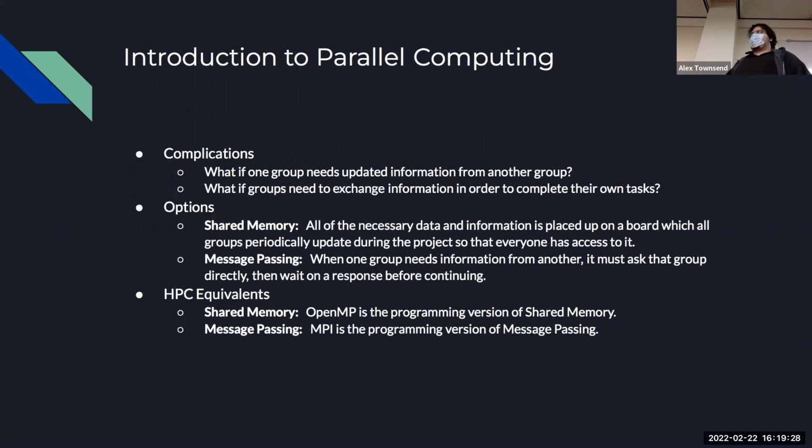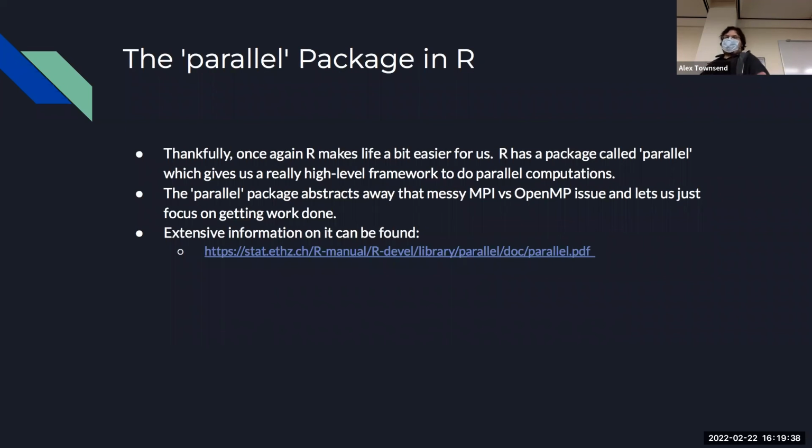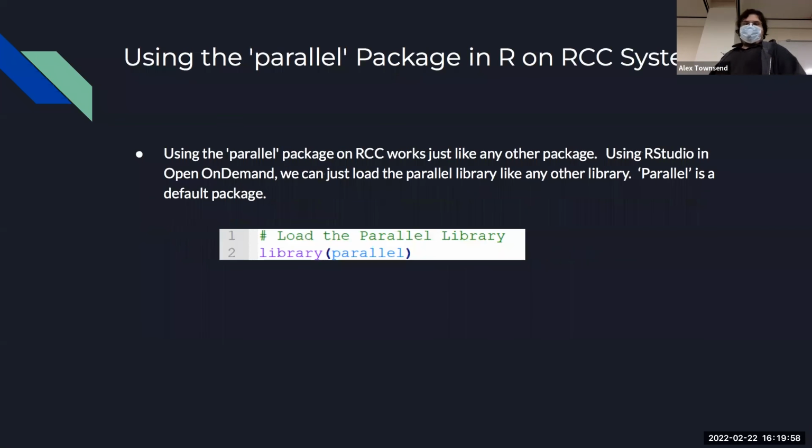R has a whole slew of different parallel computation libraries. The parallel library that I talked about earlier on is sort of the default one. It comes standard with most R installations, and it gives you a whole bunch of functionality to abstract away having to worry about what's being updated when and what's being passed back and forth. So again, if we load the parallel library, we'll get access to all of the basic parallel functionality.